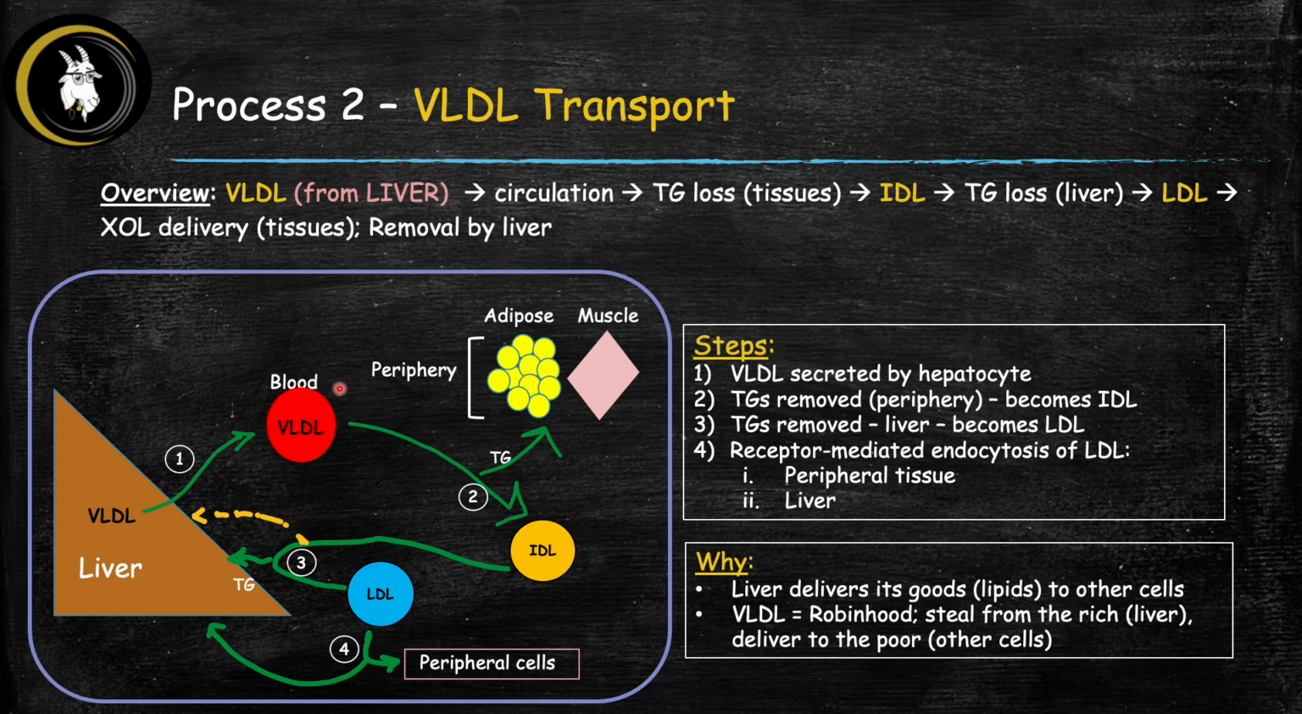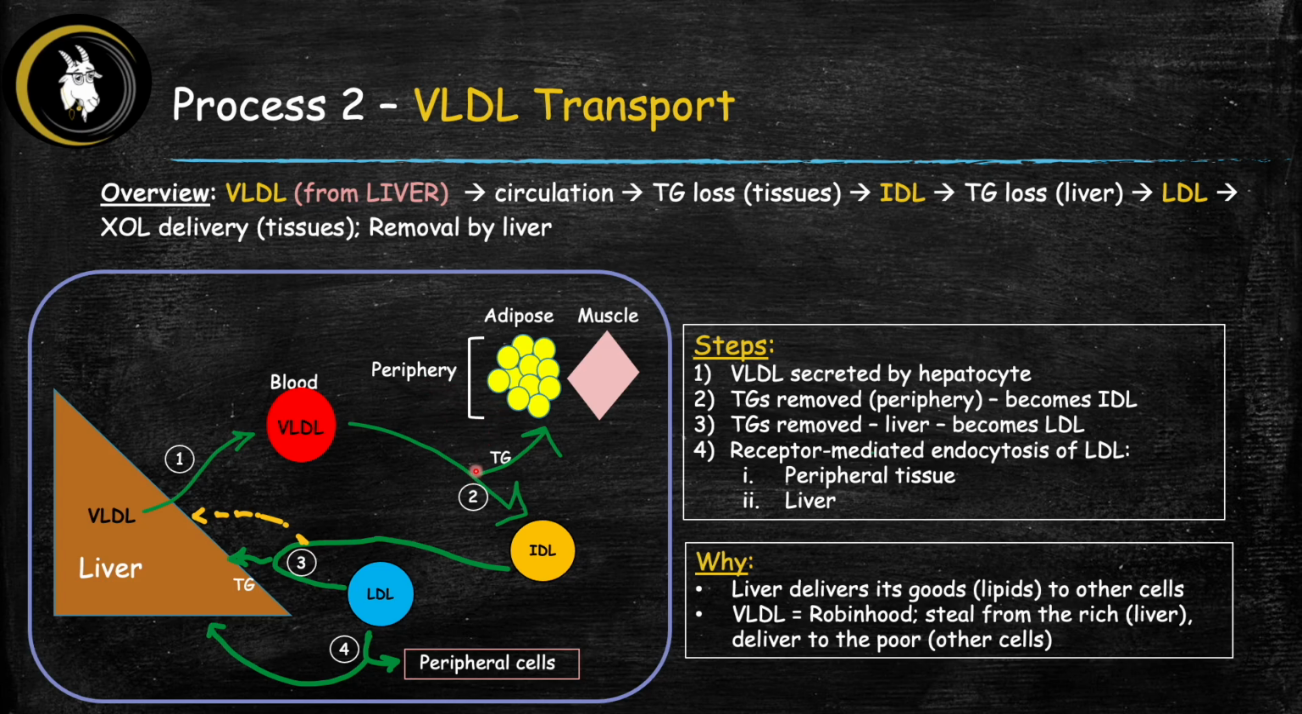And then this VLDL is going to circulate around in the blood until it reaches the periphery, so things like adipose. And so the main thing that's going to happen to VLDL is that the triglycerides are going to be removed, because VLDL is mostly made up of triglycerides, and so the main goal here is to give off some of these triglycerides to the periphery so that they can use it.